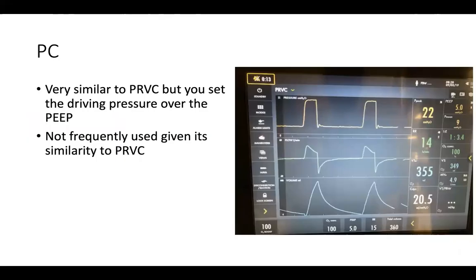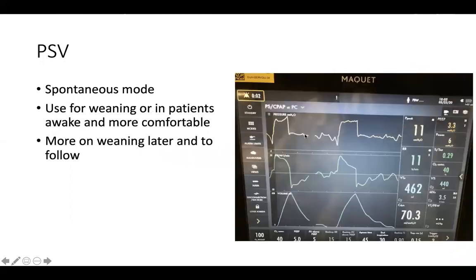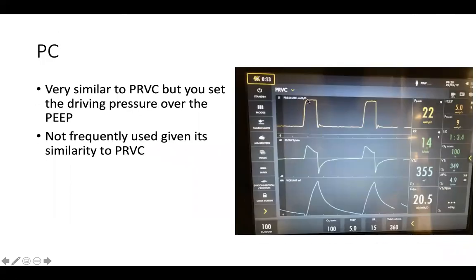Pressure control, I actually haven't shown pressure control. This is a PRVC mode here. And you can see how the pressure kind of gets truncated and how flow is modulated during the breath to assure that the pressure target is reached and not exceeded. In this case, the tidal volume delivered isn't exactly the tidal volume that's requested, but this is due to the pressure limit that was set. But pressure control would look identical to this.